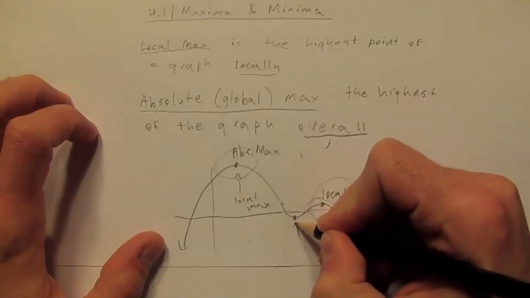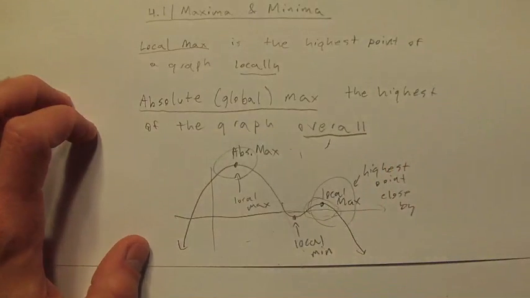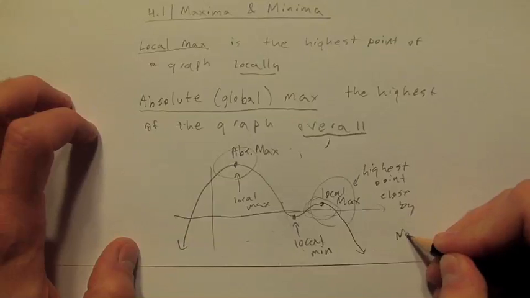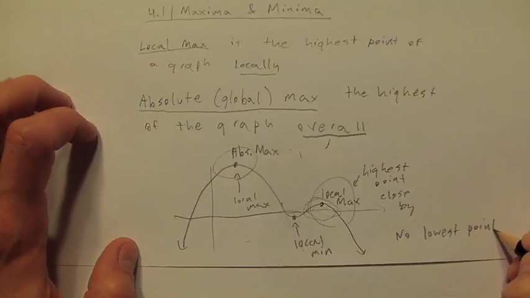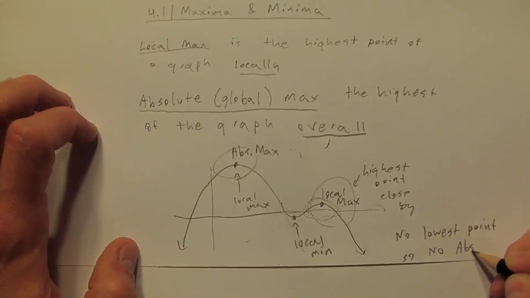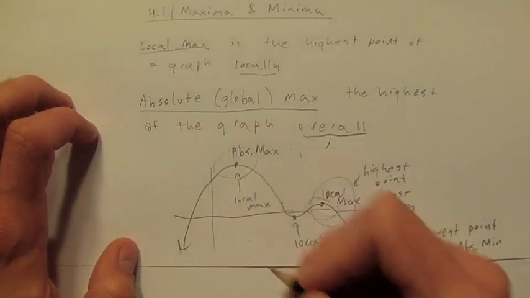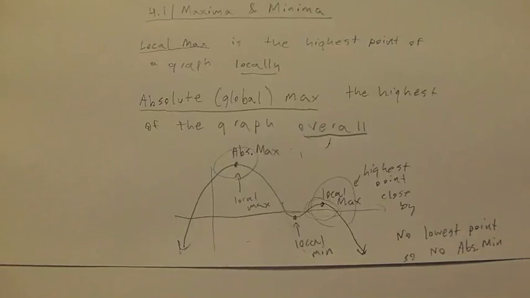This is a local min, but we don't have a global min because there isn't a lowest point, right? No lowest point, so no absolute min, right? And that's because the graph keeps on going towards the south, so to speak. Okay, so I'll look at a couple other examples quickly.